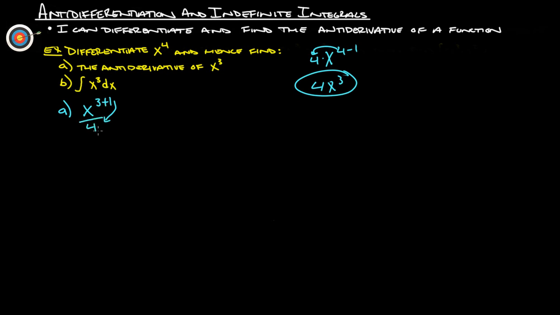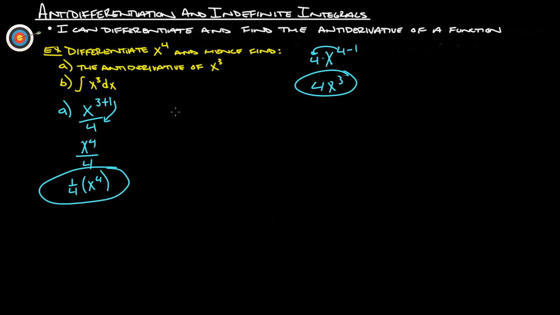So 3 plus 1 is 4. So really we have x to the 4th over 4, and then a little bit nicer way to write that is 1/4 x to the 4th power. Okay, so there's our antiderivative of x cubed.